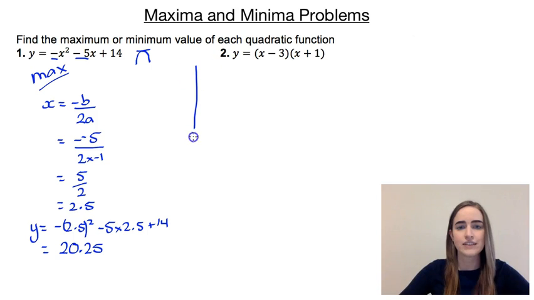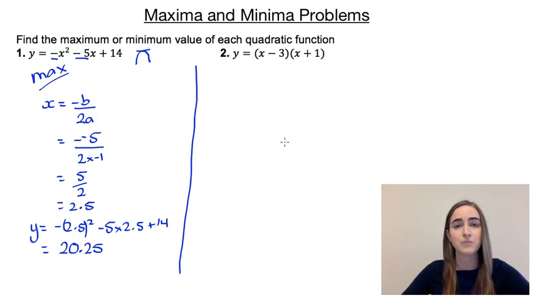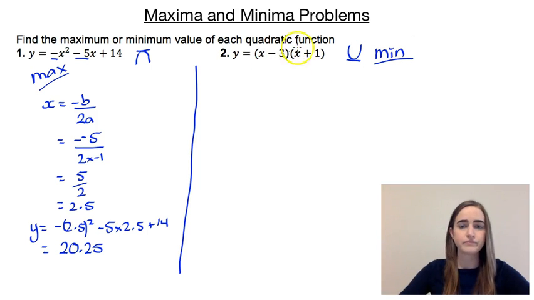Let's have a look at our second example. Again, the first thing we want to look at is whether it's going to be a maximum or a minimum. Looking at our equation, both our x's are positive, so our x squared term is going to be positive. So we're going to have a concave up parabola, which means we're going to have a minimum. Because this is already factored, this probably isn't the easiest way to find the coordinates of the vertex, because we would have to expand it first.